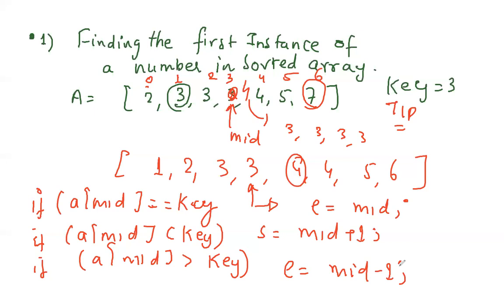When E is less than S. Why? E is less than S means you have an empty array. Yeah, less than or equal to. Less than or equal to means you have one element in the array. So if S is less than or equal to E, that means there is at least one element in the array.